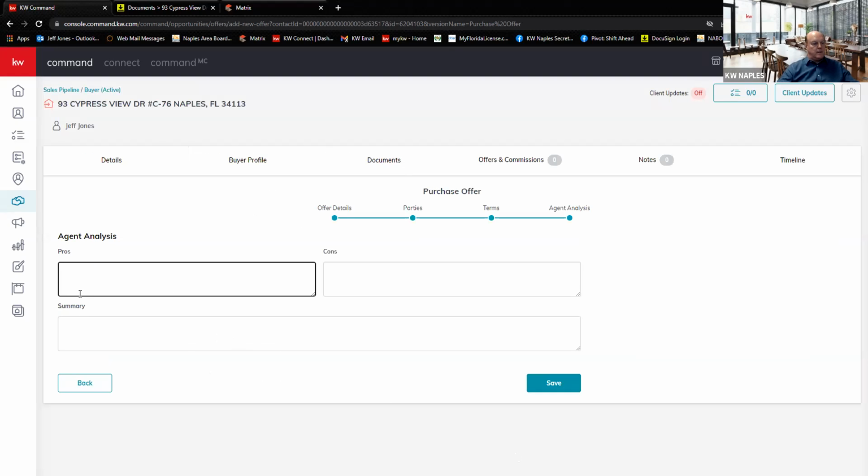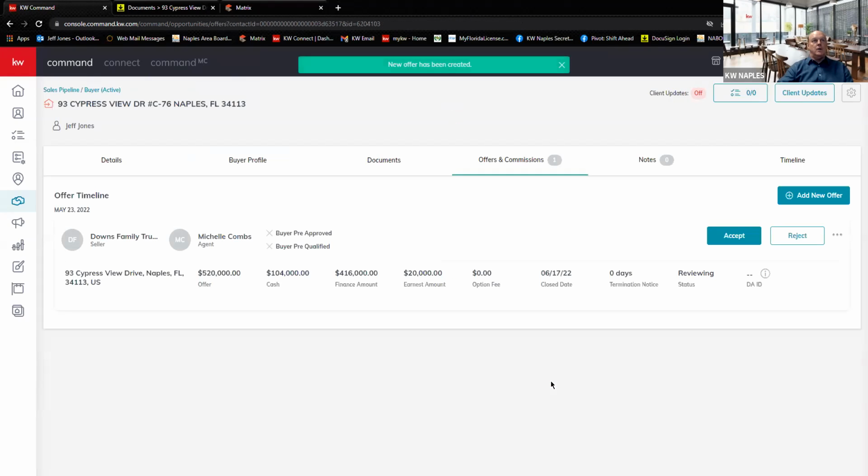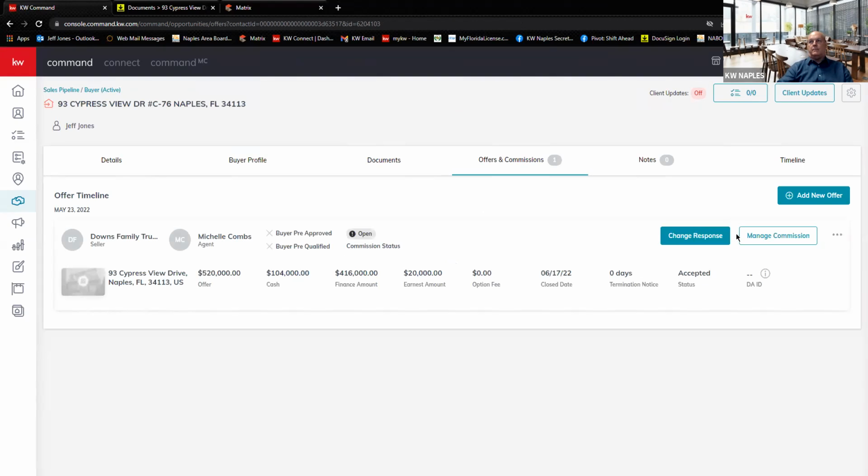Now I can come over here and say that this is a great offer, whatever notes you want to put in there, and what are some of the pros and cons. This is an optional area for you to note. And now I've got my offer in there for 520, cash 104. There's my earnest money, what I'm going to close. So now that offer goes through. I'm going to accept that offer, right?